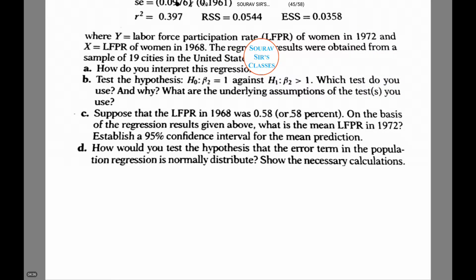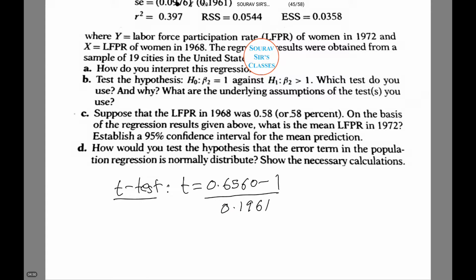We use the t-test just like our previous question. T equals 0.6560 minus 1 by 0.1961, which equals minus 1.7542. Mind you, this is a one-tailed test.